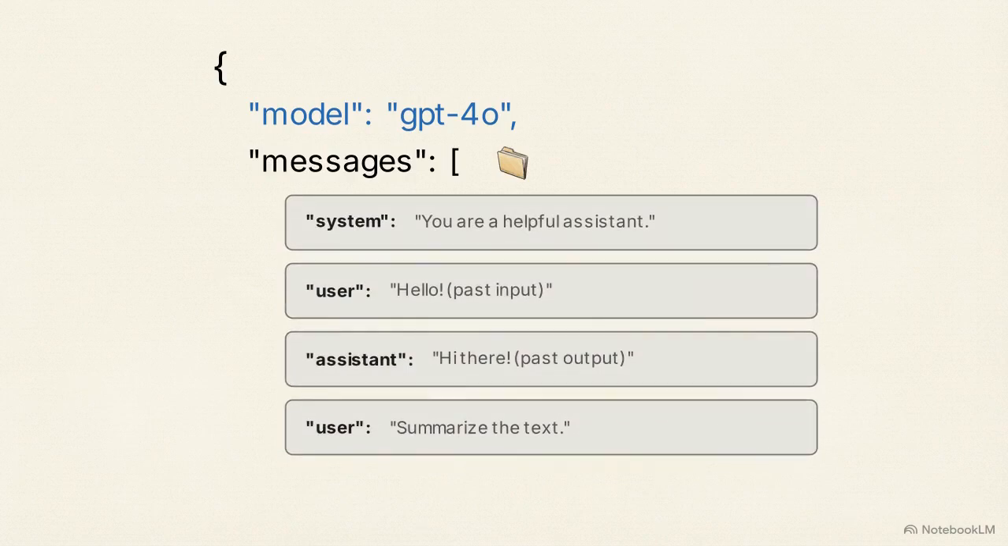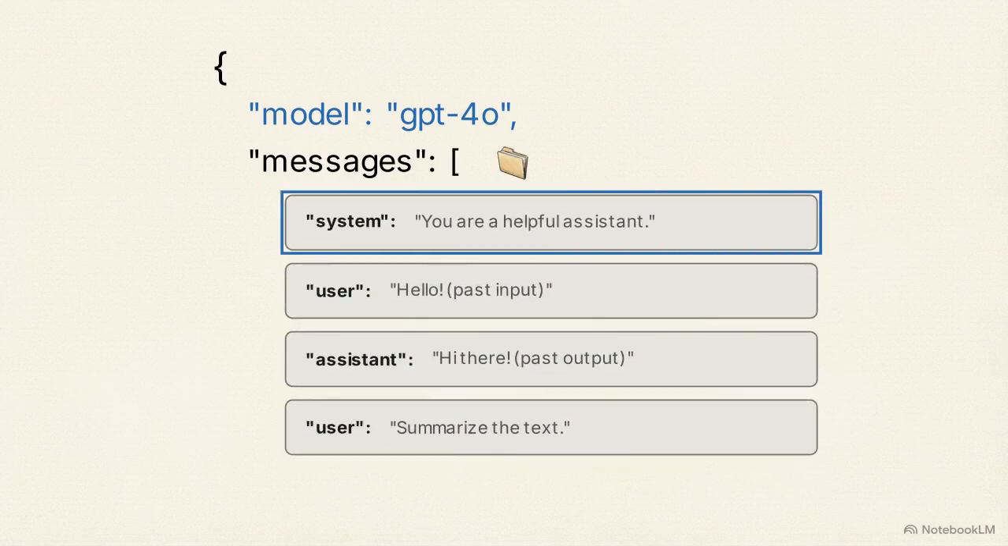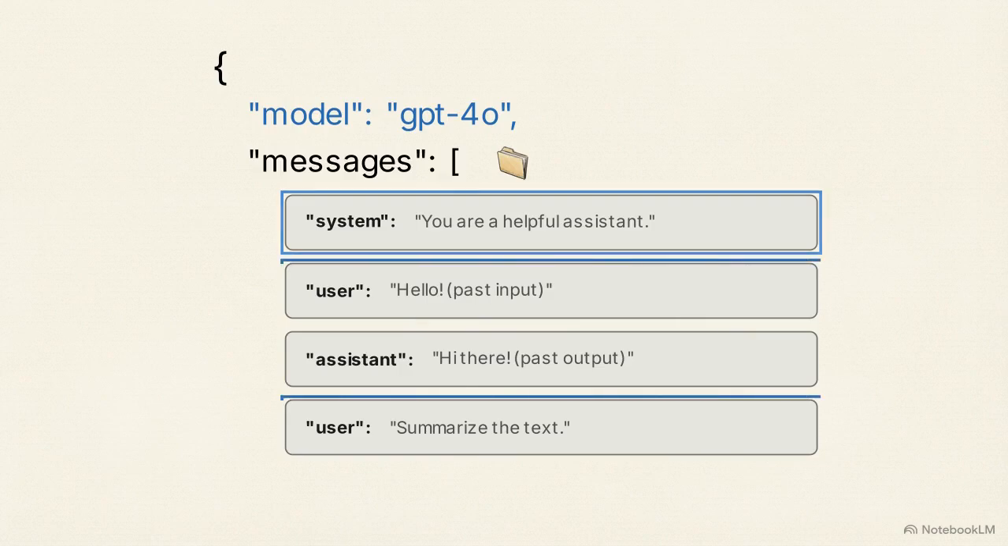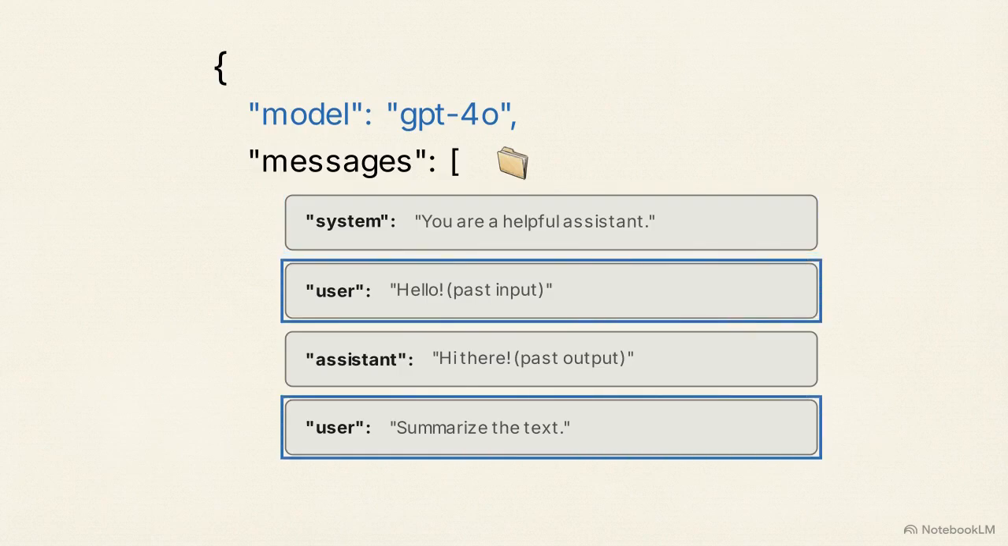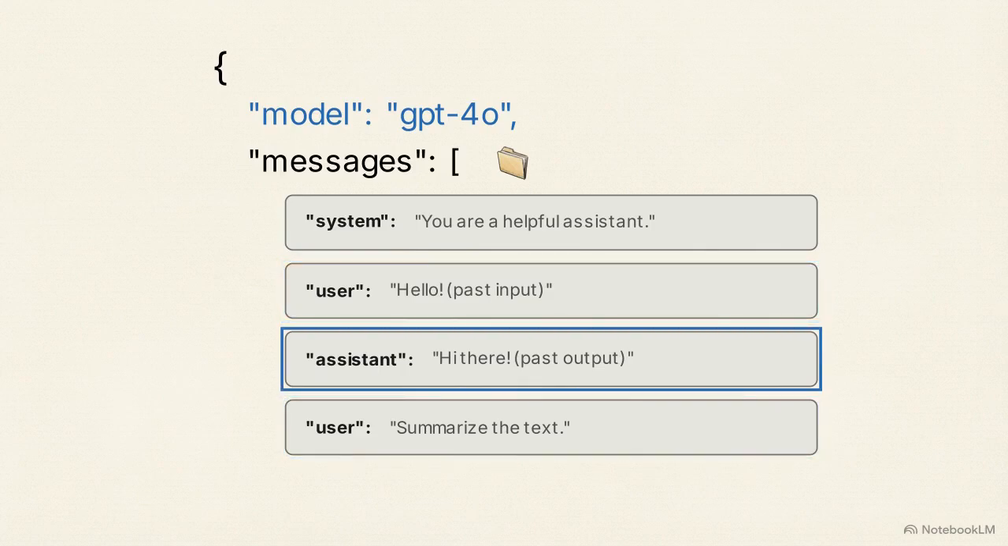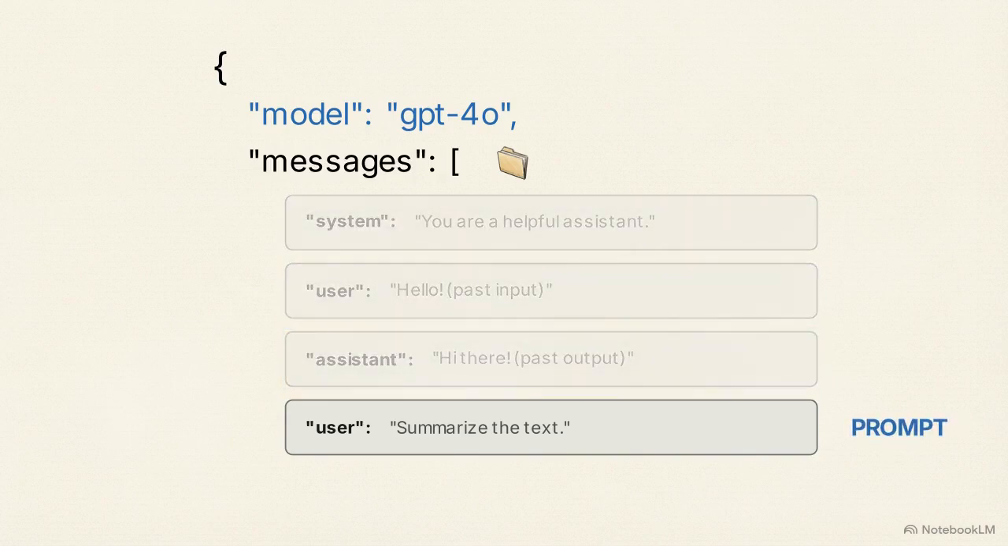This list of objects creates a functional hierarchy. By assigning different roles, specifically system, user, and assistant, the payload categorizes incoming data so the model can differentiate between hard-coded instructions, current human inputs, and its own past outputs.